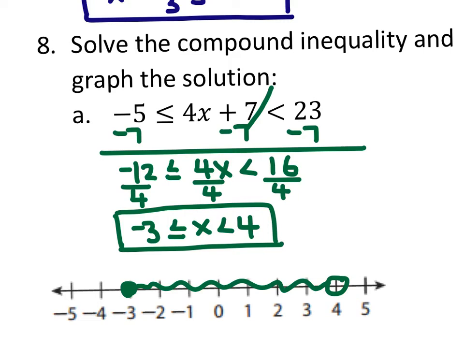So because this is in between, I know that I'm going to be here in between. But I'm going to start at -3 with the closed circle because of this bar. And this side is going to be open because it doesn't have the bar. And pretty much here's your graph.